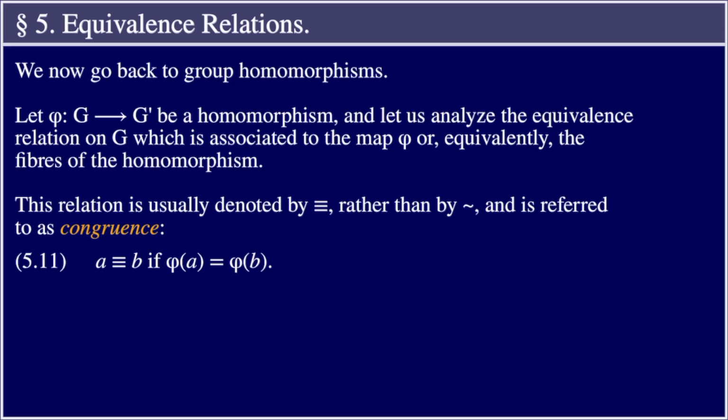We now go back to the group homomorphisms. Let phi mapping G to G prime be a homomorphism, and let us analyze the equivalence relation on G which is associated to the map phi, or equivalently, the fibers of the homomorphism. This relation is usually denoted by congruence rather than by equivalence and is referred to as congruence. 5.11. a is congruent to b if phi of a is equal to phi of b.